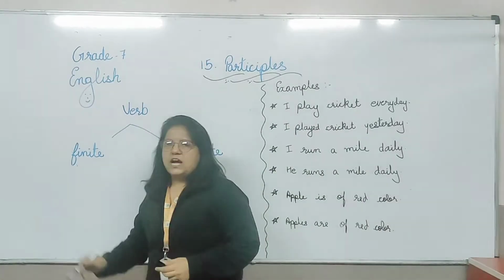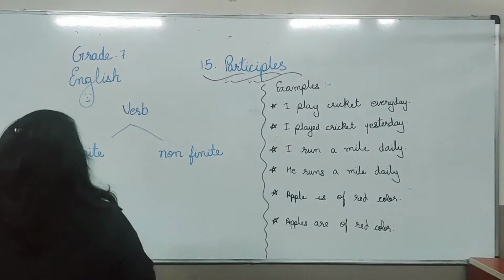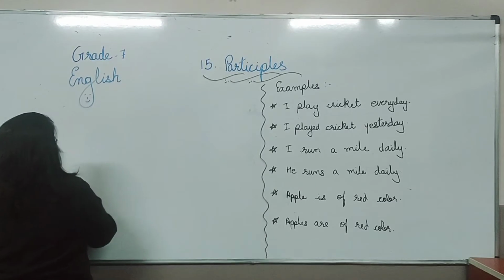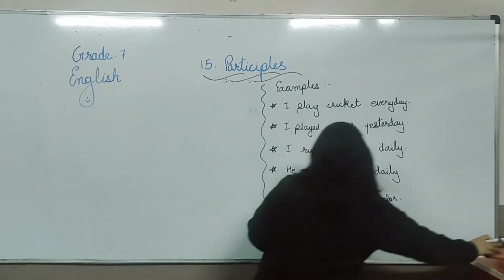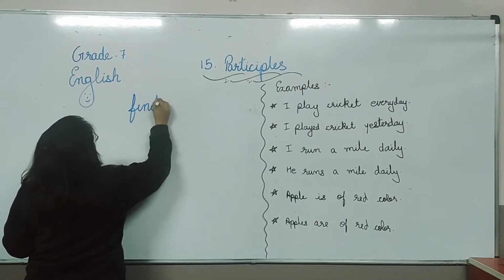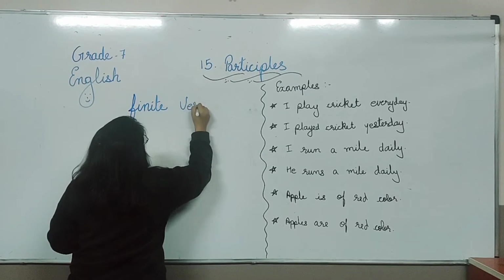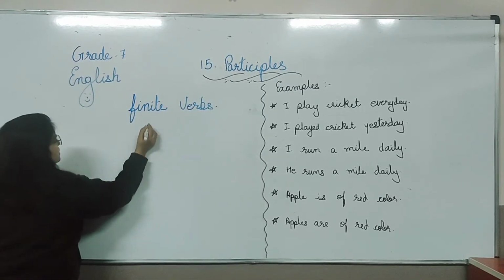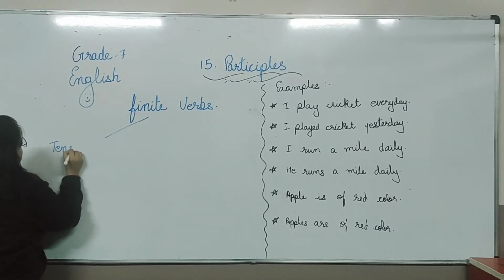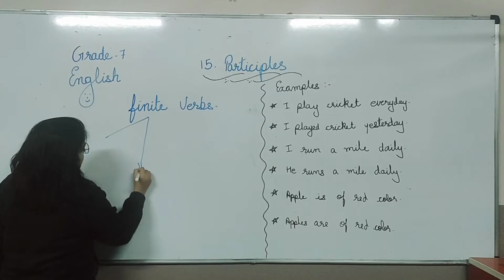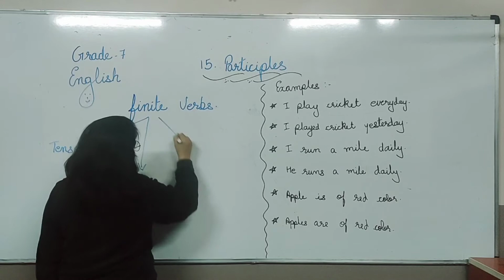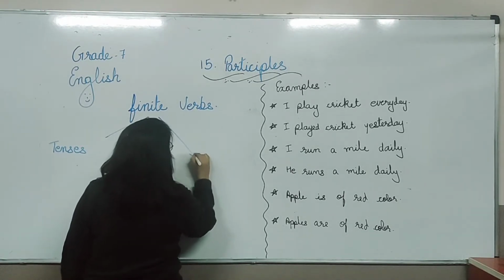So first we will start with finite verbs. Let's understand it clearly. Now what are the parameters? Finite verbs. Now what are the three parameters on which it is set? Tenses. Next is person. And the last one is number.